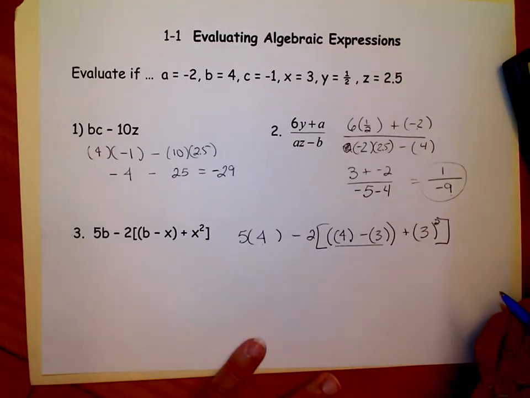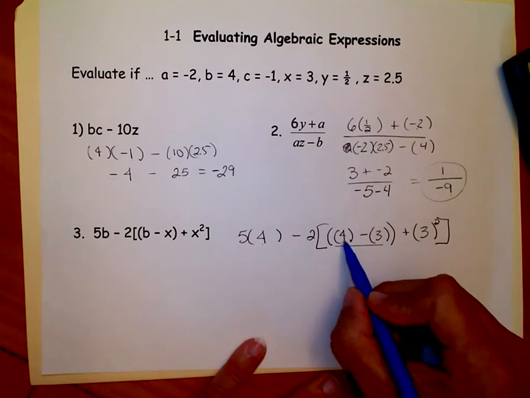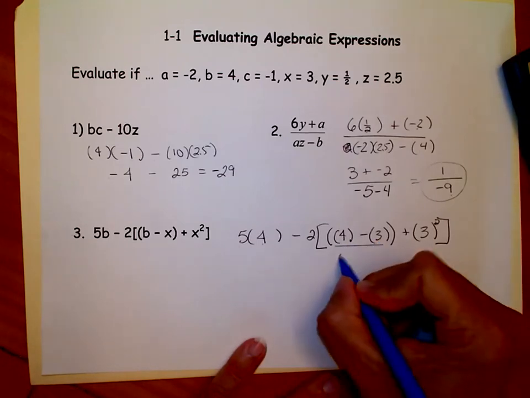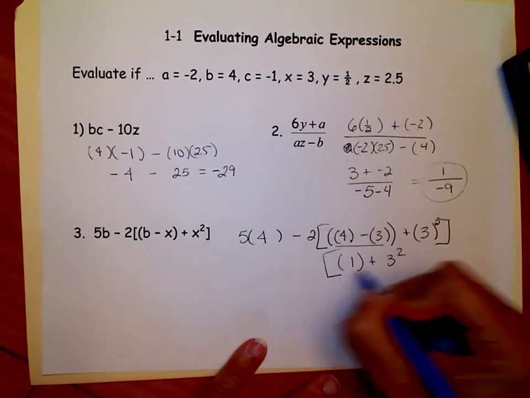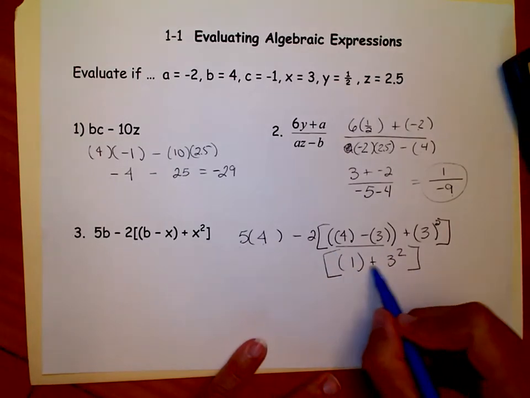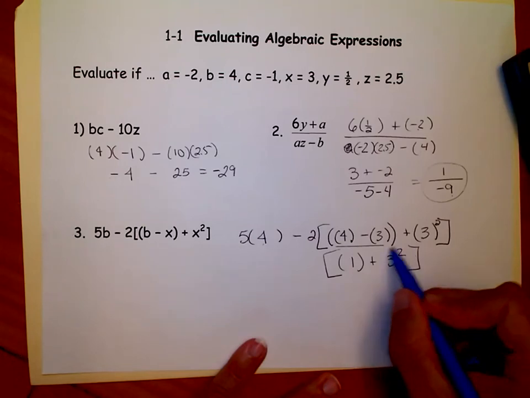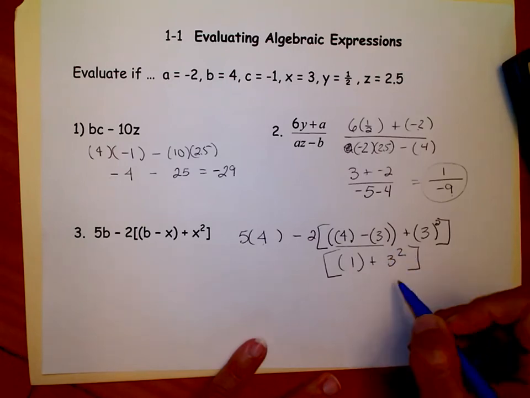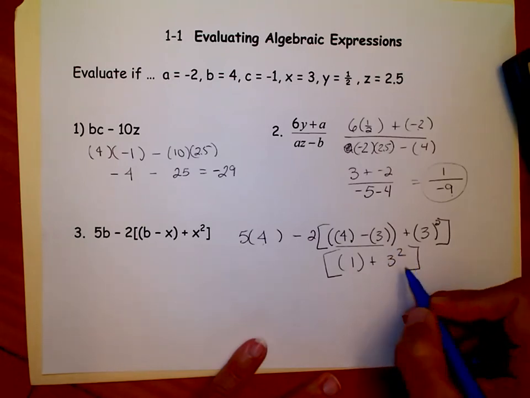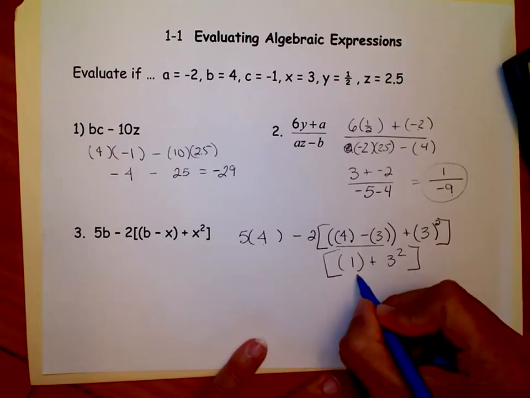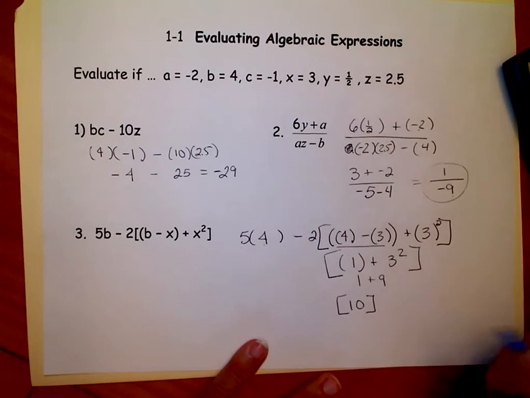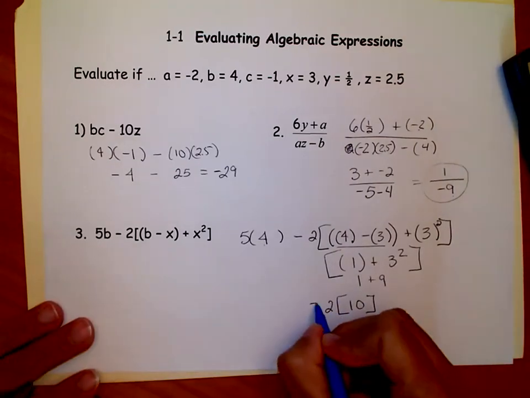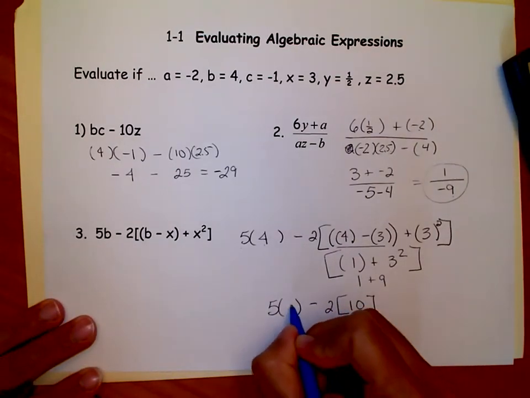That's our most inner parenthesis. 4 minus 3 is 1. So now we have a 1 plus 3 squared in our big parenthesis. Well, what is 1 plus 3 squared? Well, first we have to do exponents inside our parenthesis. 3 squared means 3 times 3, so that's 9. So I have a 1 plus 9, which is 10. So now that big parenthesis is all simplified, and I can worry about the rest of the stuff.